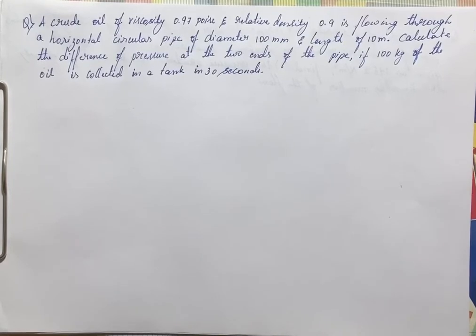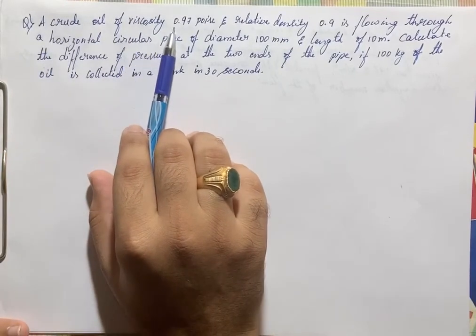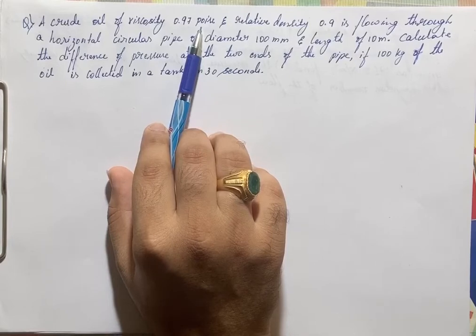In this video, we're going to see how to solve some numericals on the Hagen-Poiseuille equation, that is laminar flow in a circular pipe. The given question is like this: a crude oil of viscosity 0.97 poise, right?